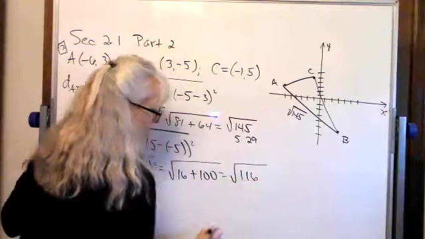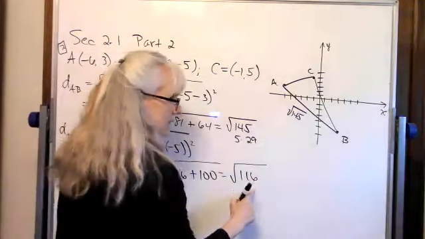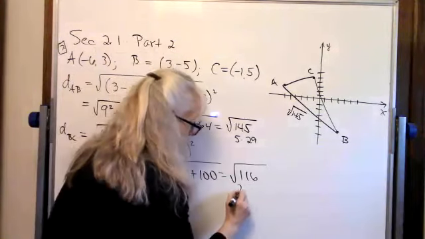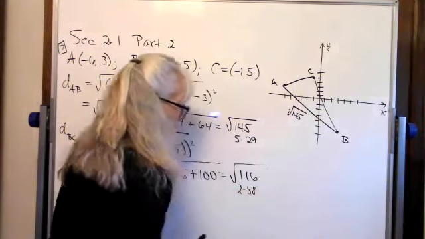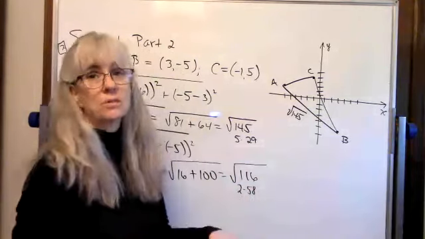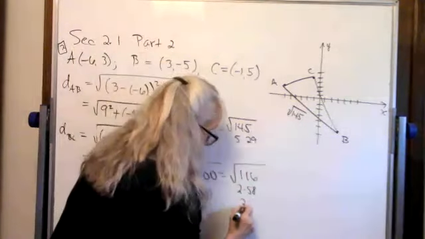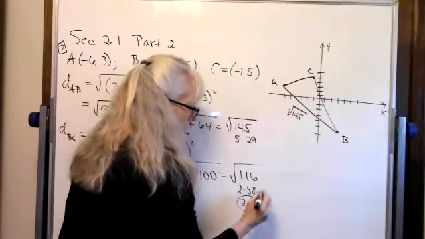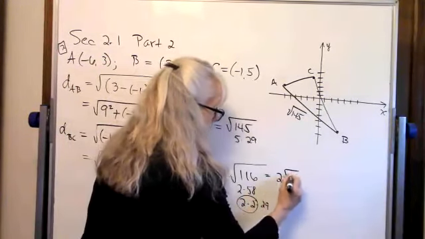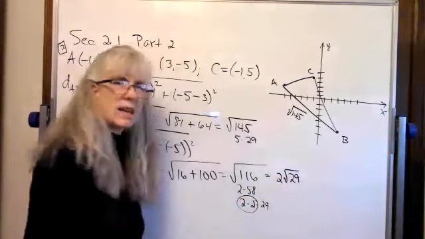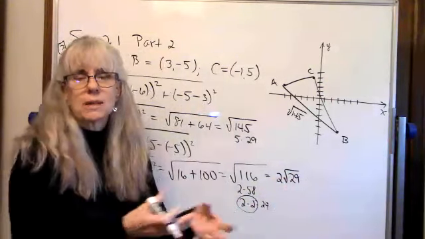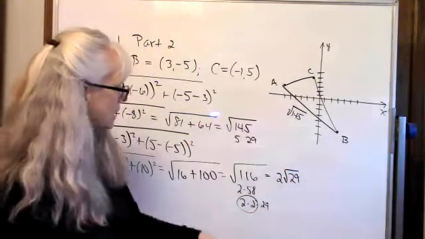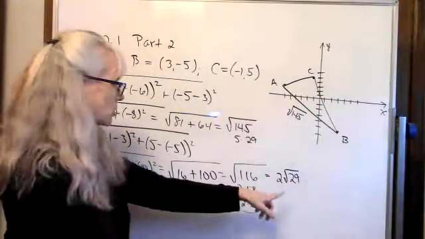Okay, this one we can simplify. So 116 is even. It'll obviously divide by 2. So it's 2 times 58. 58 is even, so it will divide by 2 again. So that's 2 times 2 times 29. And because I have a pair of 2's, I know I can simplify this into 2 times the square root of 29. So when you're taking square roots, you're looking for pairs of numbers that are the same that you can square root and pull out. So we know the next side is 2 times the square root of 29.